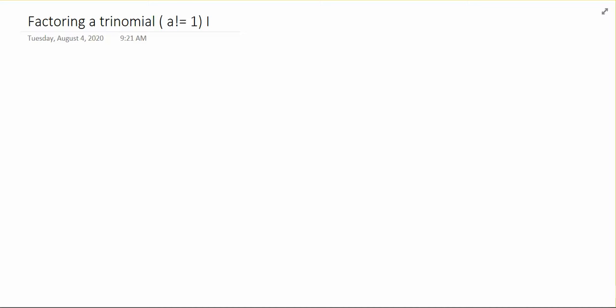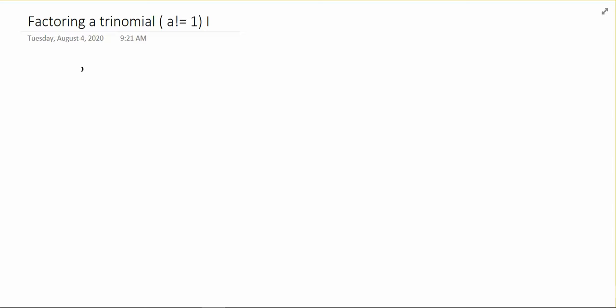If you remember what a was, when you write a trinomial ax squared plus bx plus c, a is this number right there. So we're talking about factoring trinomials when that number a is not 1. Now if a equals 1, we looked at that before, and it was pretty easy to do. So let's again start at multiplication and then work our way backwards to factoring.